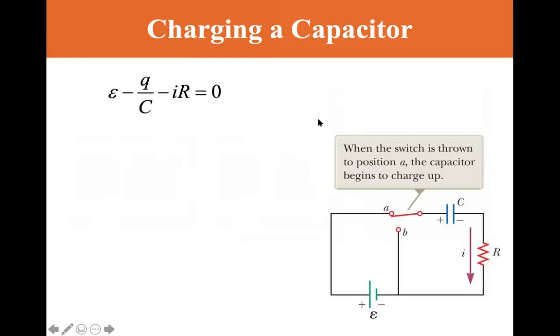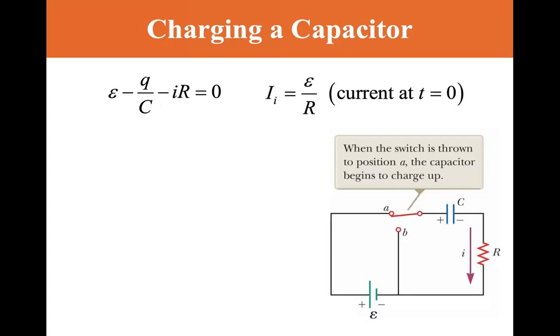As it's charging up, if we follow the Kirchhoff rules, we have the battery voltage, minus, you remember, plus, minus, minus. The current is going in this direction, minus. So you have the battery voltage, the charge divided by the capacitance. As charge builds up, this will be equal to this, and then you have the current times the resistor. All of that has to equal zero according to Kirchhoff's loop rule.